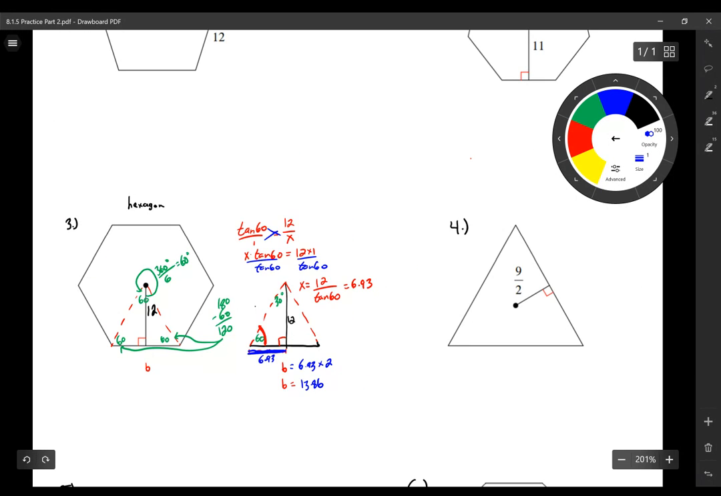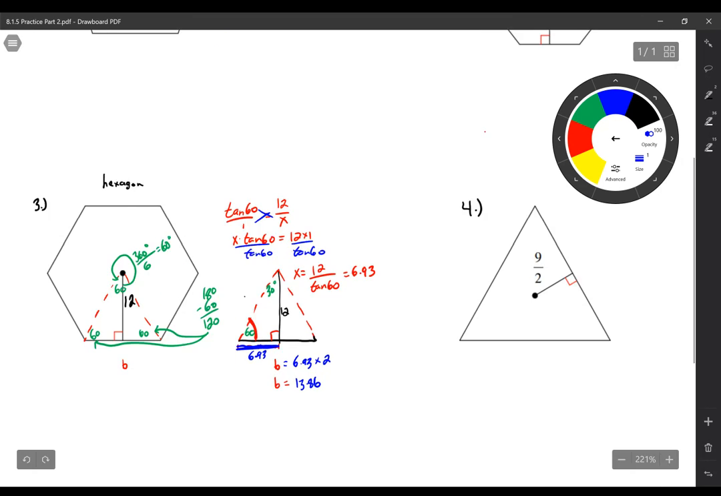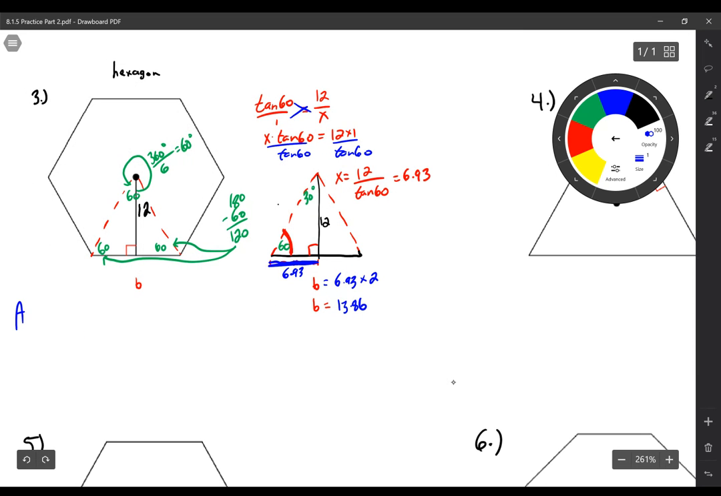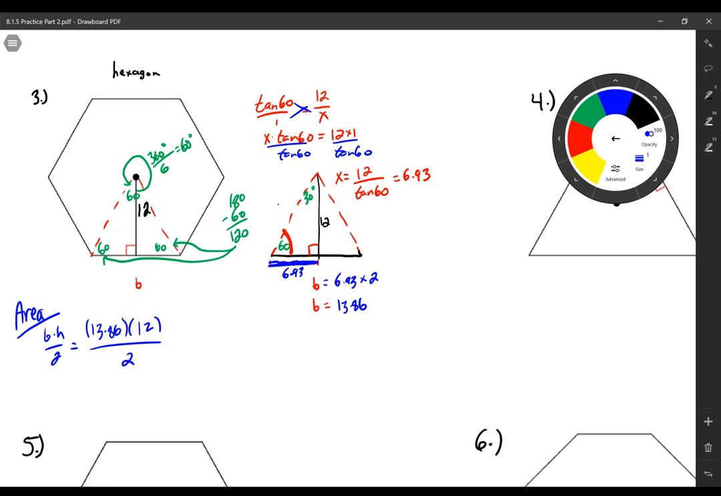So now we've got the value of our base, 13.86, and we have the value of our height. So we can find the area of one triangle. So it starts with finding the area of that one triangle, base times height divided by 2, which is going to be 13.86 times 12 all over 2. And that gives us 83.14.